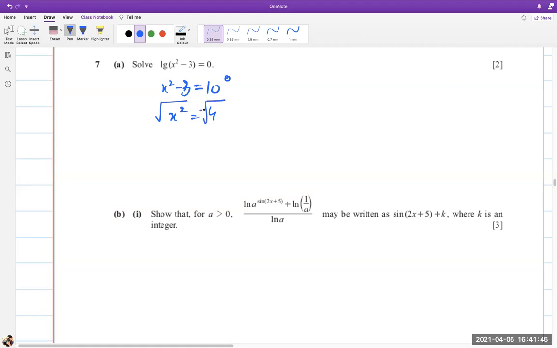Square root of this thing, but every time you introduce a square root yourself, you have to do plus and minus both. So x equals plus 2 and x equals minus 2.